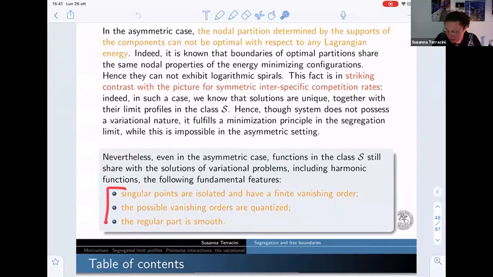Still, there are some kinds of regularity properties of this nodal set. Mainly, one can prove that in two dimensions, singular points are isolated and have a finite vanishing order. This finite vanishing order cannot be arbitrary, but is quantized. And the regular part of the free boundary is smooth.